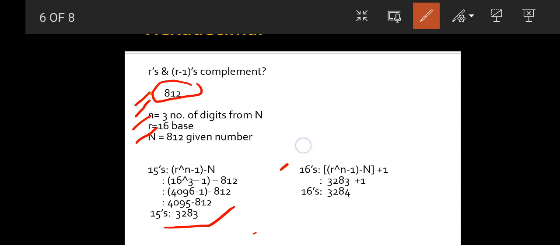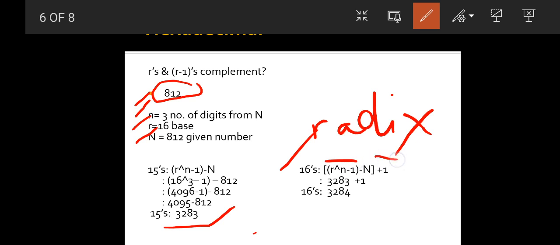How about if you're going to get the 16th complement, or your radix complement? Always remember that when getting the radix complement, you have to add your diminished plus 1. So that's why your result is 3284. You add 1 to the 3283 result from earlier. So okay, it's easy.